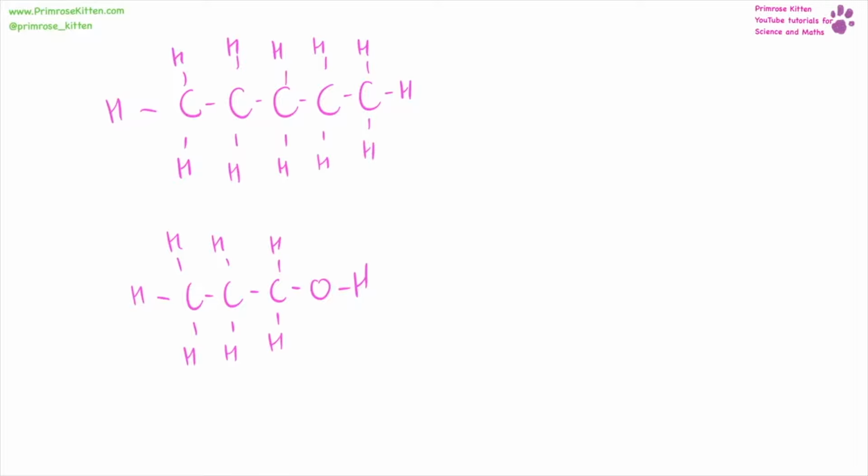So in the first one we have carbon and we have hydrogen, and then we need to count them. 1, 2, 3, 4, 5 carbon, 5 hydrogens, 1, 2, 3, 4, 5, 6, 7, 8, 9, 10, 11, 12. Last one, carbon, hydrogen, oxygen, we have 1, 2, 3 carbons, 1, 2, 3, 4, 5, 6, 7, 8 hydrogens, and 1 oxygen, so we don't need to put a number after that.